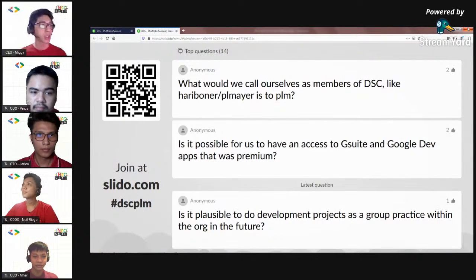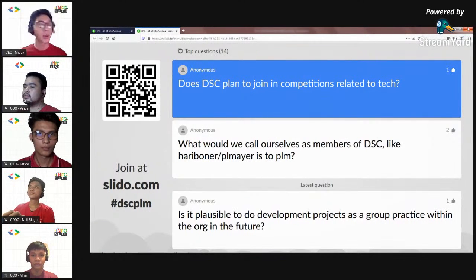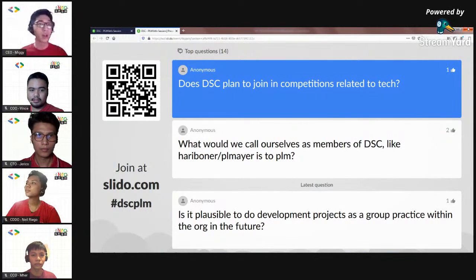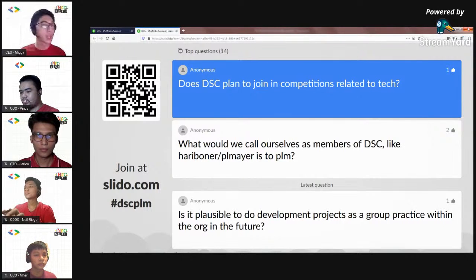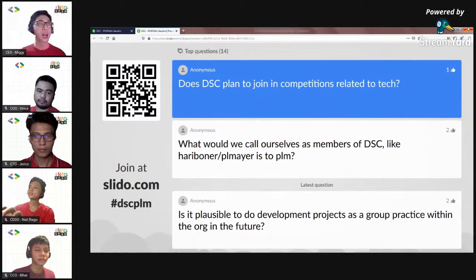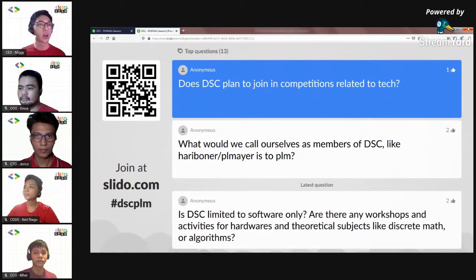This one is interesting also. Does DSC plan to join in competitions related to tech? So yes, we are. Actually, we are also planning to join hackathons if ever. Maybe members would be designated for that contest, or maybe we would join some programming competitions like competitive programming competitions. And maybe if we have found someone that is a potential competitor for that event, then why not? So yes, we are going to join, and that's actually part of relationships or community development with other communities as well.